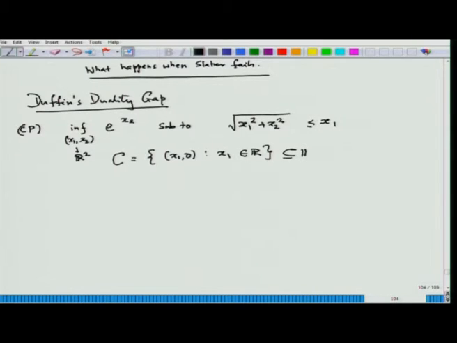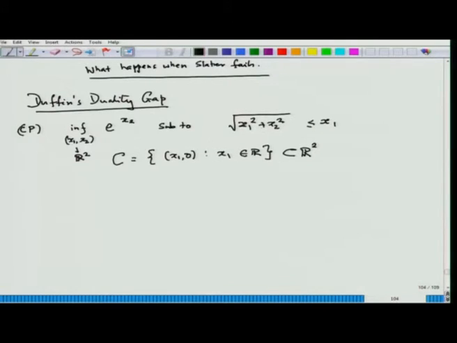This feasible set is a subset of, in fact a proper subset of, R2. So, this is a proper constrained optimization problem, and you have to observe that the Slater condition does not hold. That is, if I put 0 here and take any x1, it becomes x1 equal to x1. So, there will be no Slater condition holding.